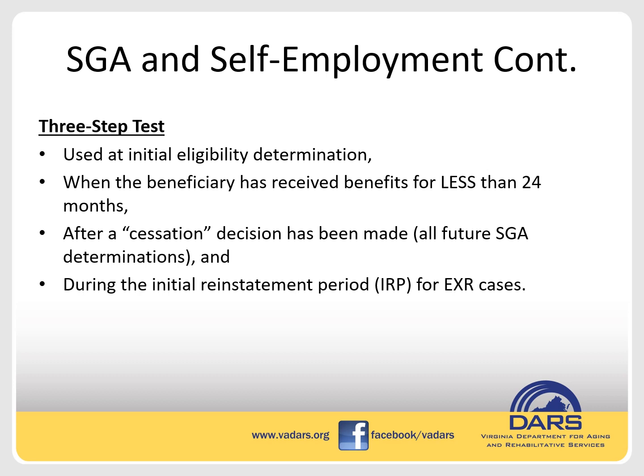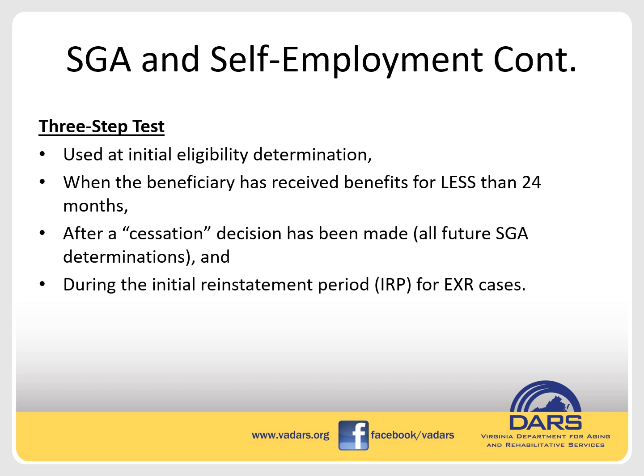So if the countable income test does not apply, Social Security is going to look at the second test, which is called the 3-step test. And this is used in a couple situations. Number one, it is used at the initial eligibility determination when somebody first applies for benefits. So as you know, when somebody applies for benefits, they have to meet a 2-part test.